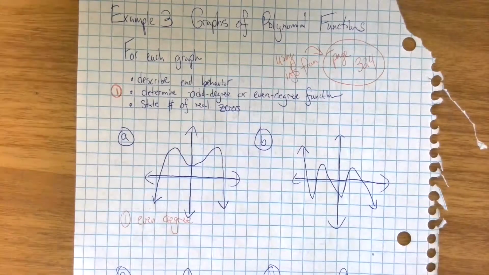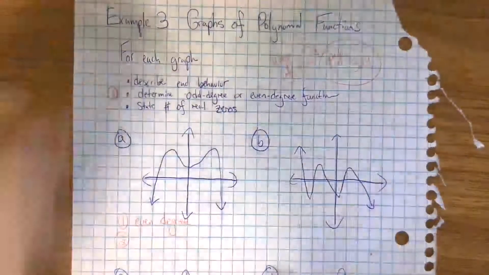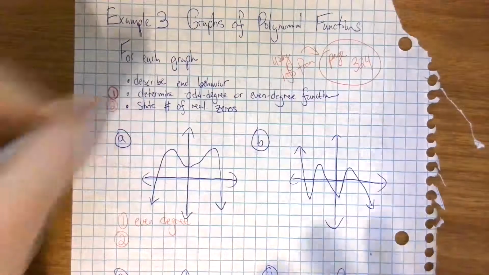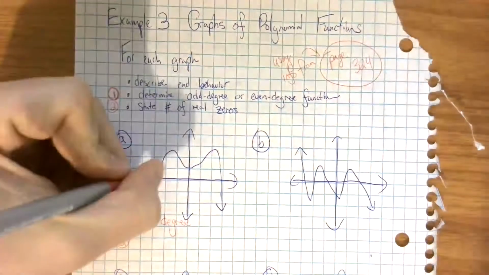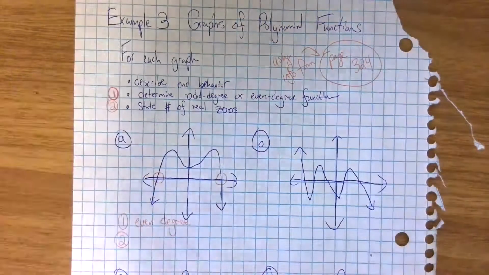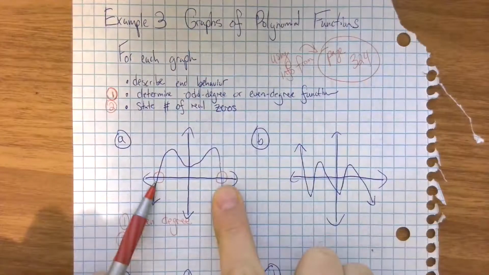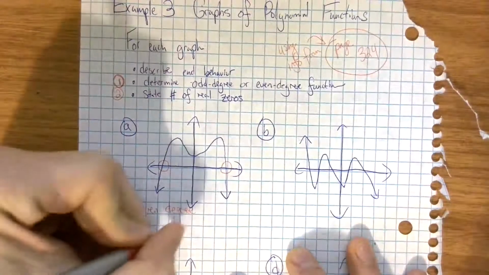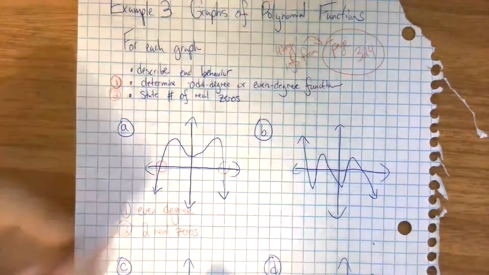Because they're pointing in the same direction, we know it's of an even degree. Secondly, another thing to do very quickly and easily is to state the number of real zeros. We can identify the real zeros as where the graph intersects or goes through the x-axis. The curve goes through the x-axis twice, and so there are two real zeros. Lastly, we'll talk about end behavior.